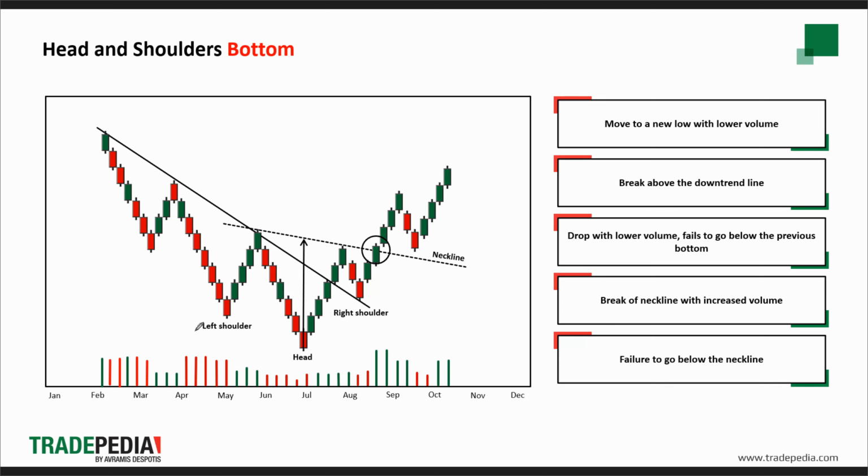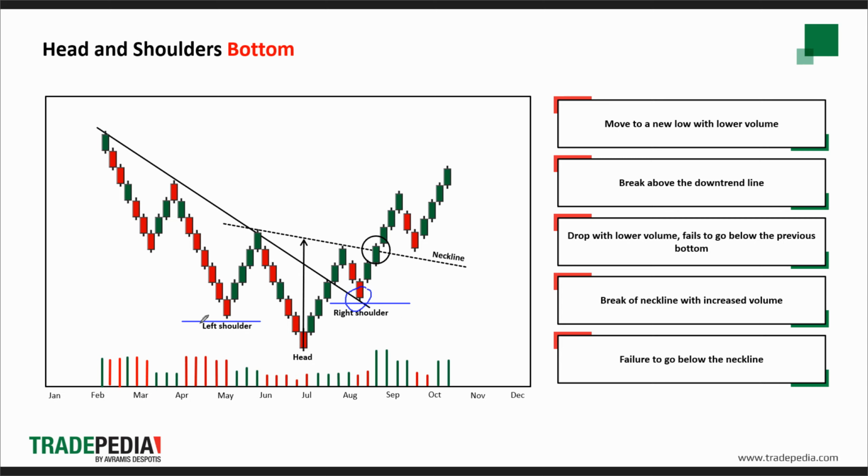So again, I want to point out, on the normal head and shoulders pattern, the right shoulder is higher than the left shoulder. On the inverse head and shoulders pattern, it's the same thing as well. We see that the right shoulder is slightly higher than the left shoulder. So the right shoulder should always be higher than the left shoulder, generally speaking.